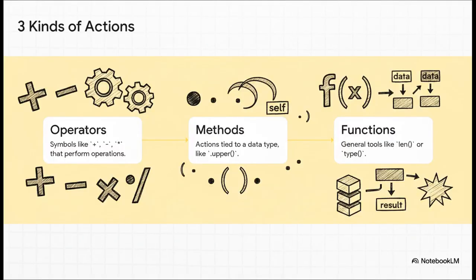So when we talk about actions, they usually fall into 3 main buckets. You've got your operators. Think of these as the symbols, like plus, minus, times. Then you have methods, which are like special actions that are built into a specific data type. And finally, you have functions, which are more like general-purpose tools that can work on all sorts of data.